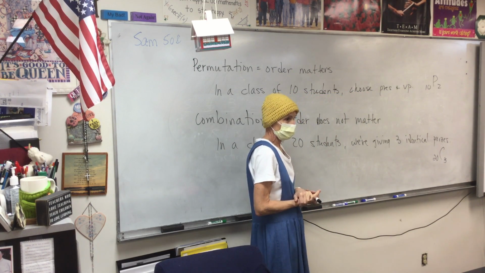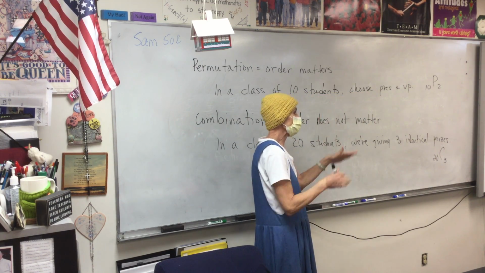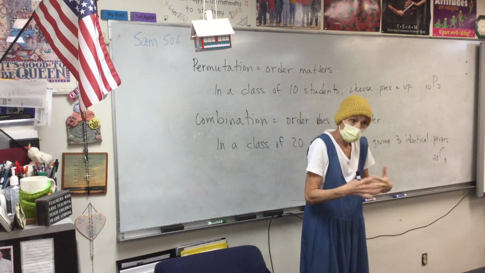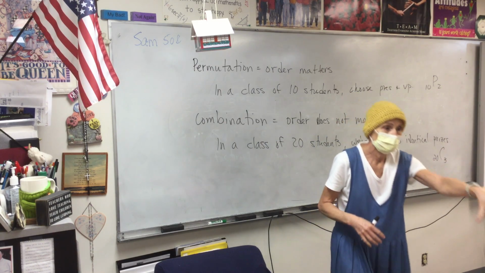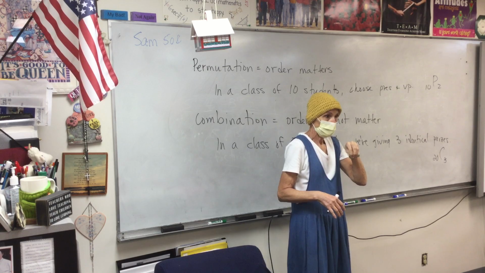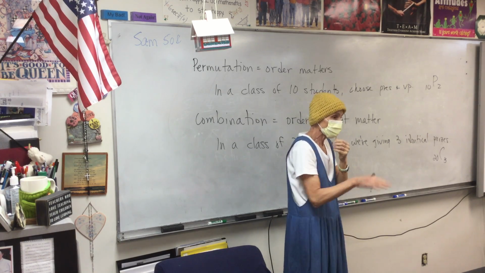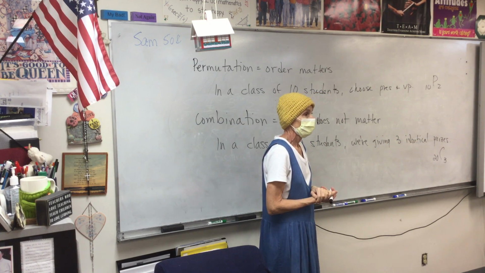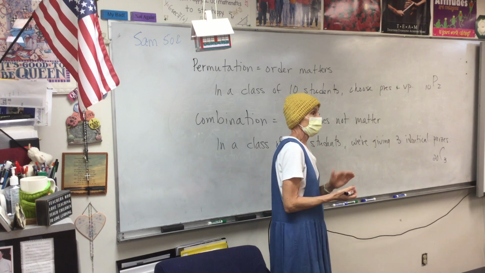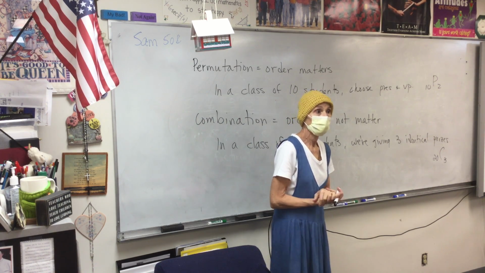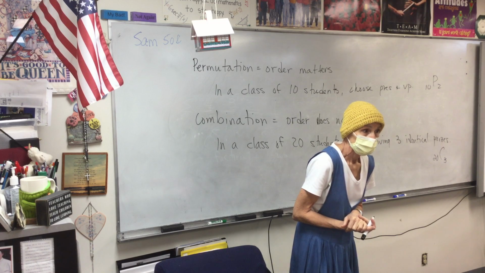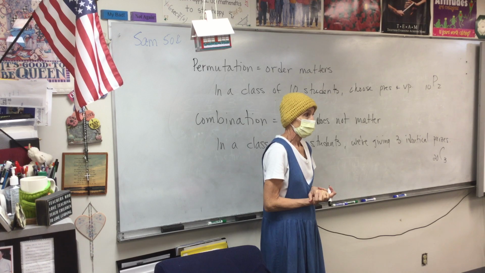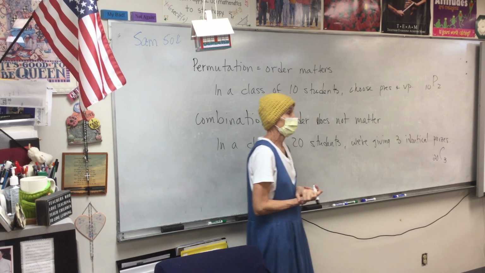Everybody remember that from yesterday? So we use P's and C's when we have a group of people or a group of things and we are choosing a subset out of there. So I have 20 students and I'm going to pick 3. Or I have 10 students and I'm going to pick 2. Or I have 52 cards and I'm going to pick 5. That would be 52C5. We'll talk a little bit more about that in a bit.